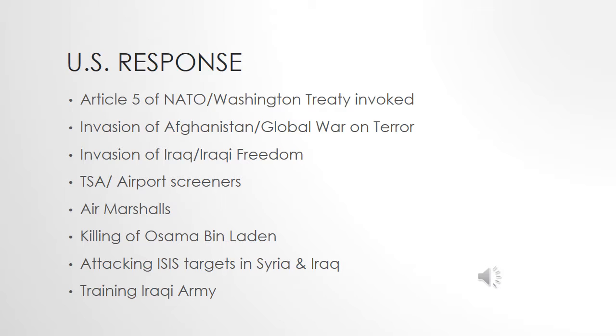Article 5 of the Washington Treaty, which is the creation of NATO, was invoked, which means an attack on one NATO country is an attack on all of them. So our allies came to the United States' aid by saying that we stand with you, and that Article 5 of the Washington Treaty is invoked, which means if the U.S. goes to war in Afghanistan, they're going to be behind us, which they were. When we invaded Afghanistan, we had several of our NATO allies come and join the fight with us.